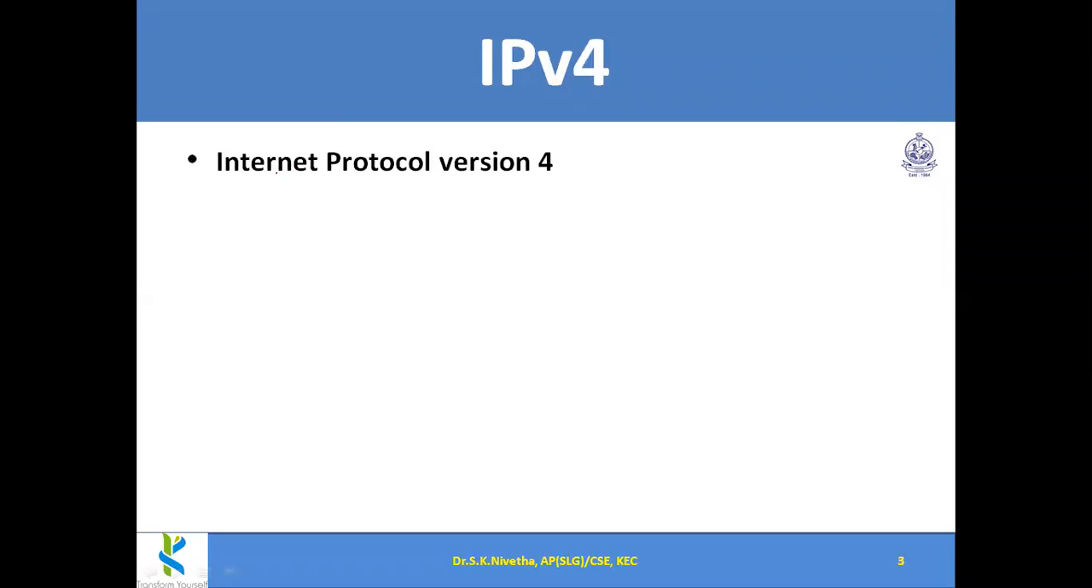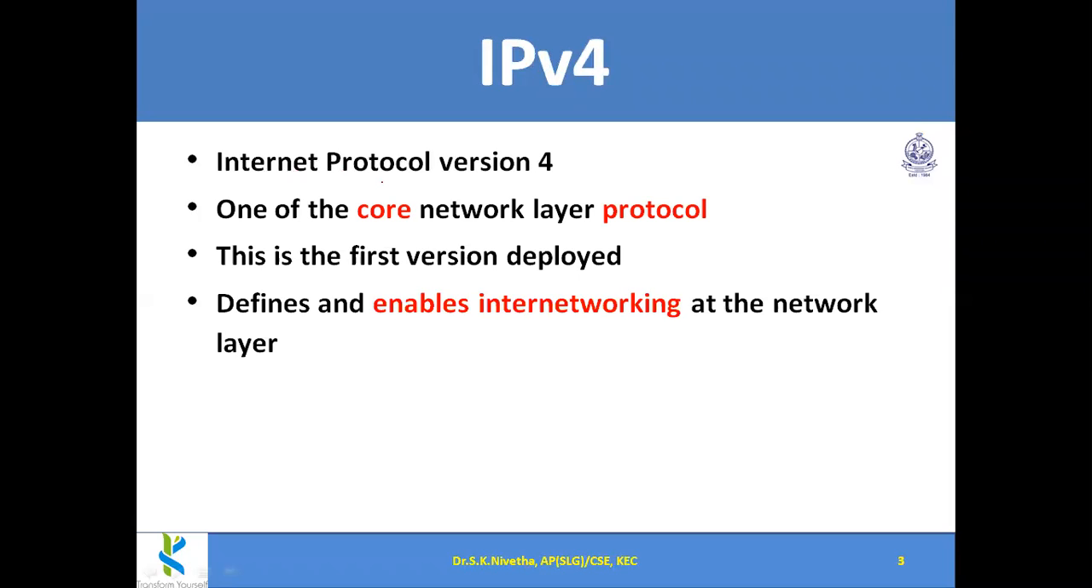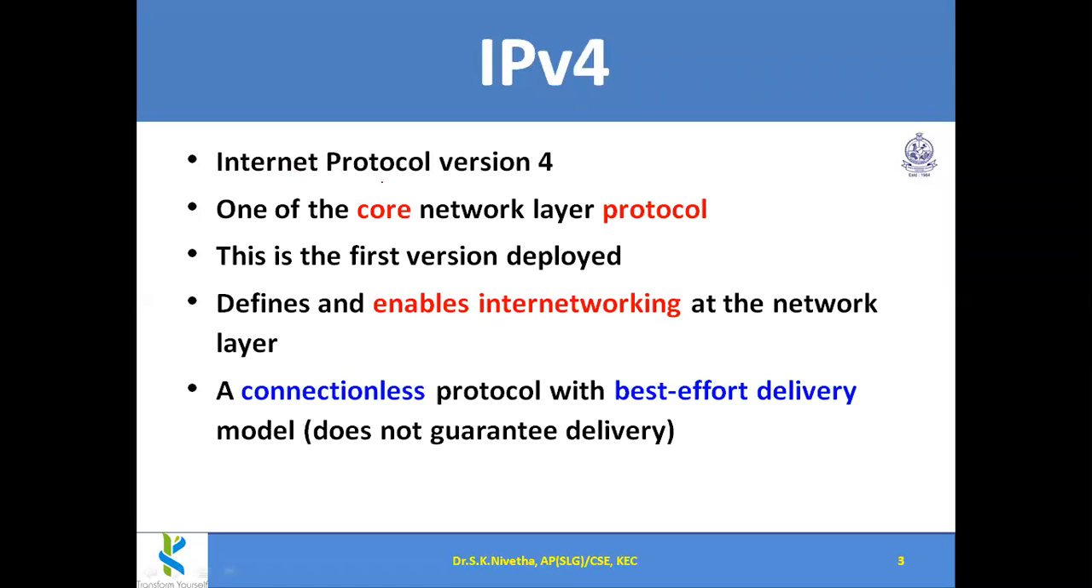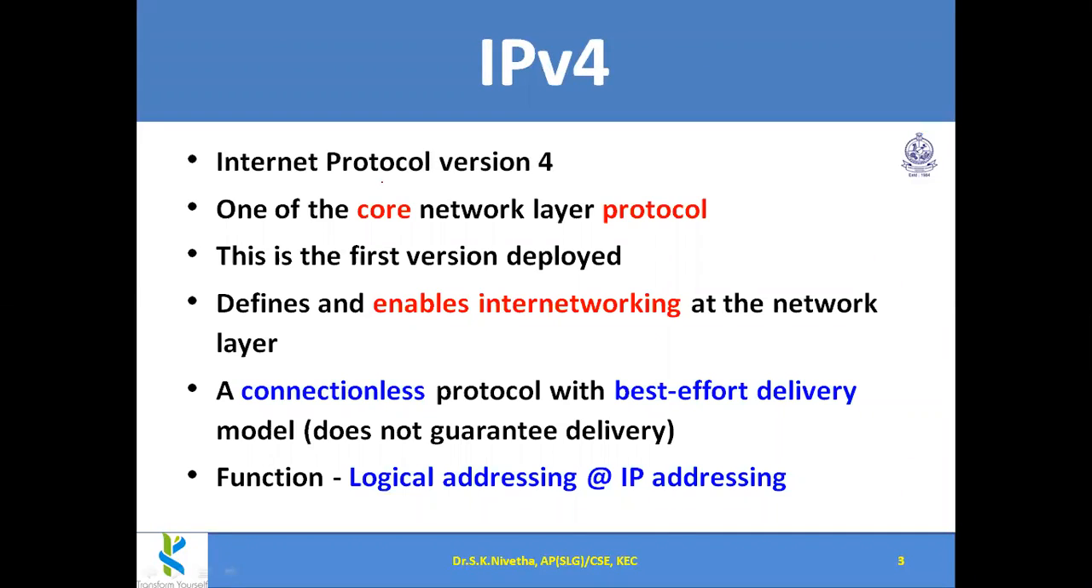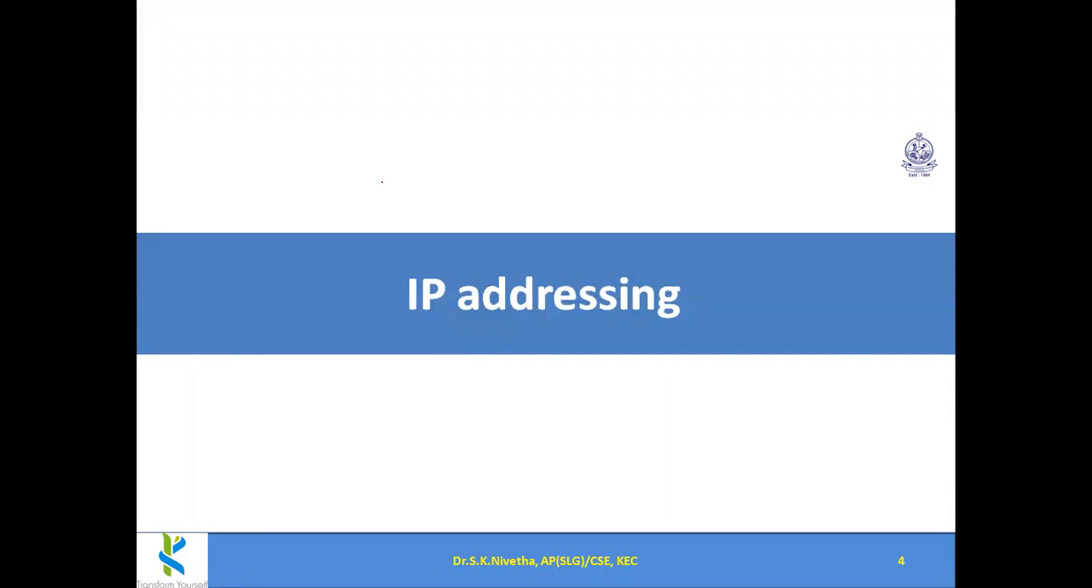IPv4 expansion is Internet Protocol version 4, and it is one of the core network layer protocols. This is the first version that was successfully deployed, and it defines and enables internetworking at the network layer. It is a connectionless protocol. It does not guarantee delivery, so it tries its best. It is called a best effort delivery protocol, and its main function includes IP addressing. So we shall see how IP addressing is done.